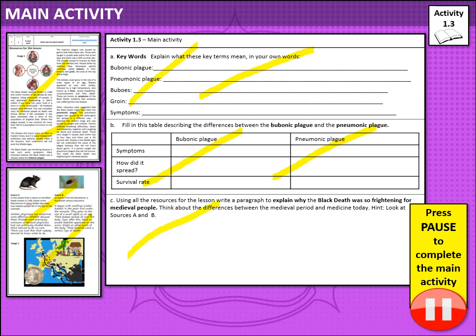Lastly, I want you to use all the resources and your ideas to write a paragraph to explain why the Black Death was so frightening for medieval people. Think about the differences between the medieval period and medicine today. Also, look at sources A and B to help you. Press pause to complete the main activity questions now.